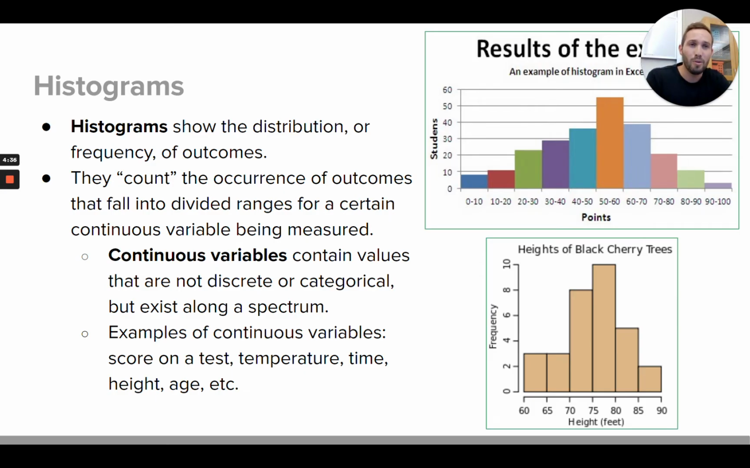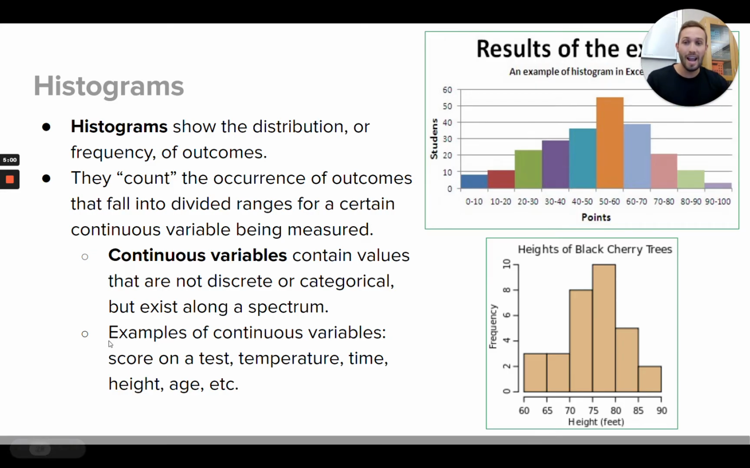variable that we're measuring. And so other examples include your score on a test. Let's say we're looking at percent scores on a test. Yeah, you can get like a 90% or 95%, but really, every percent exists, like 94, 94.1, 94.2. It's a whole continuous range of values. That's a continuous variable. Same thing with temperature, same thing with time.